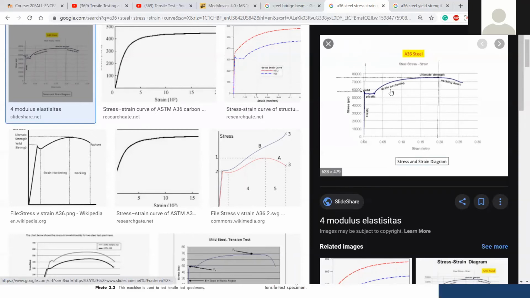So by knowing either the applied stress or the corresponding deformation, you know what region you are in. As long as you are in the elastic region, the material is perfect, it's not deformed, and it's in the safe region. But if you are going above 36,000 psi, which is 36 ksi, let's say 50 ksi, 50,000 psi, then you have already deformed your material permanently.